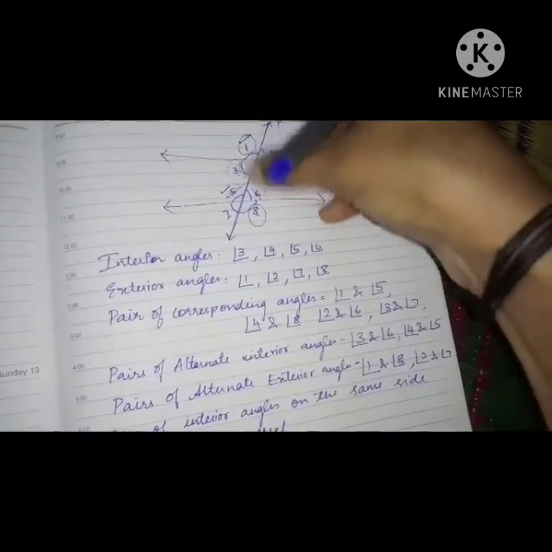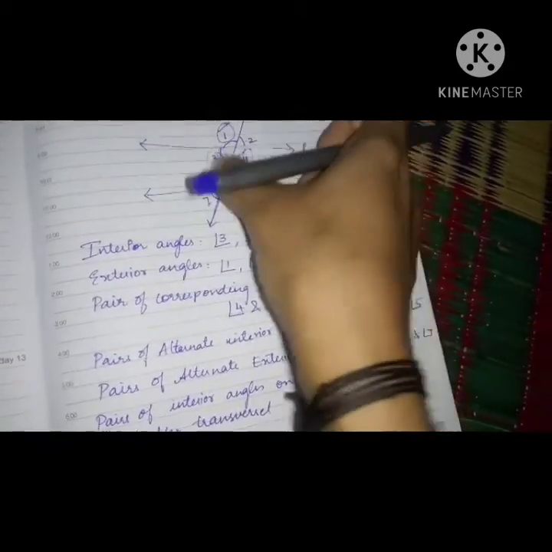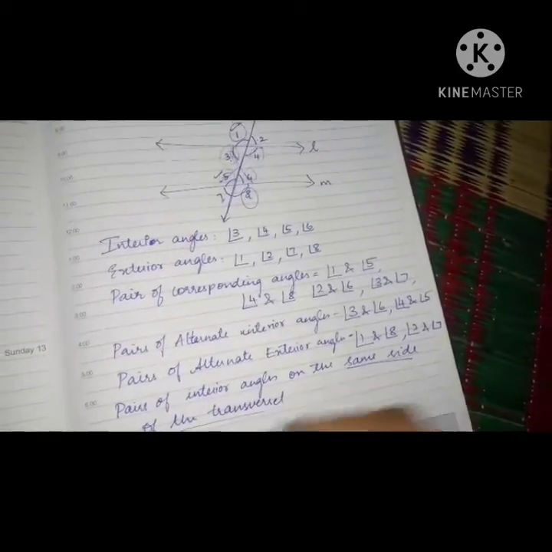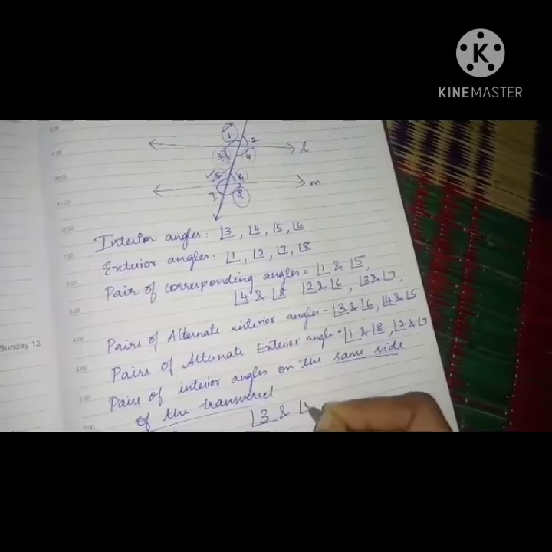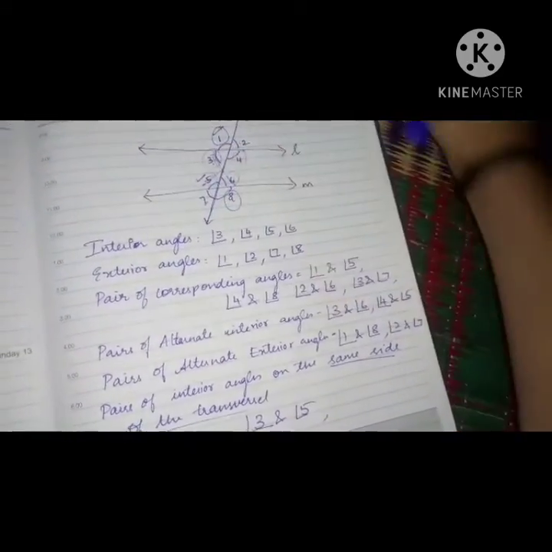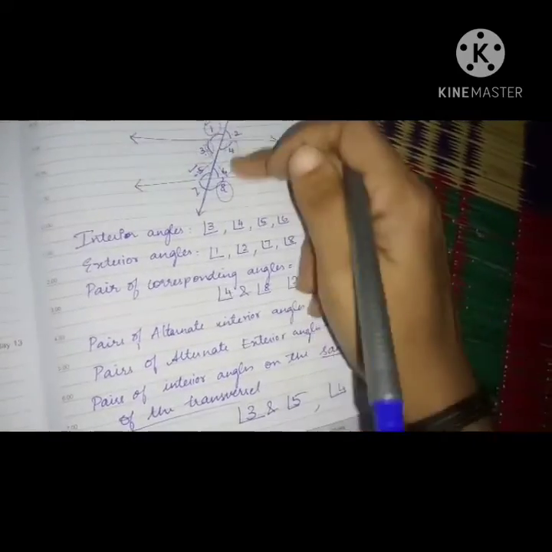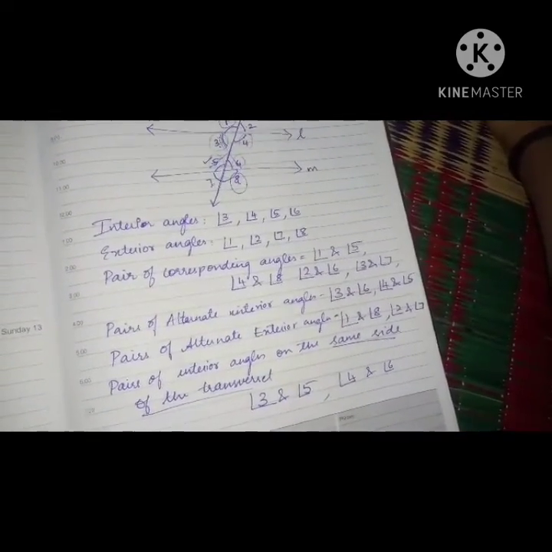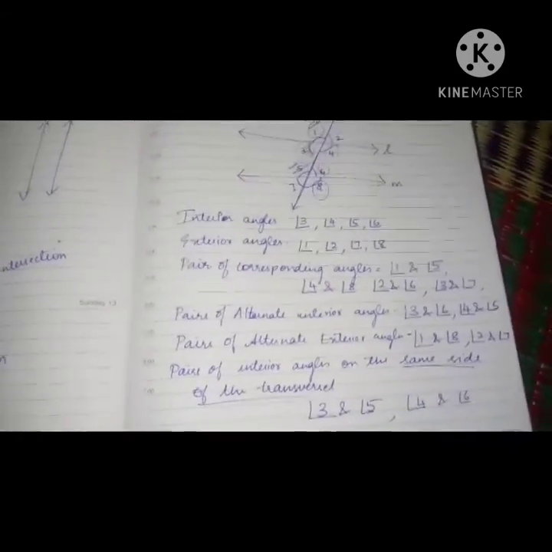3 and 6 are on alternate sides. 4 and 6 are on the same side. 4 and 5 are on alternate sides. They are asking for the same side of the transversal. So what are the angles? Angle 3 and angle 5 lie on the same side. Then angle 4 and angle 6 lie on the same side. So this is the content given in this diagram.